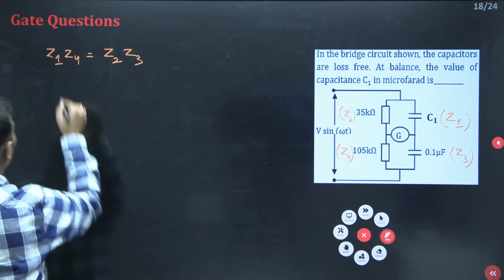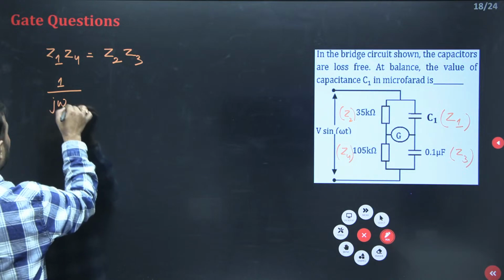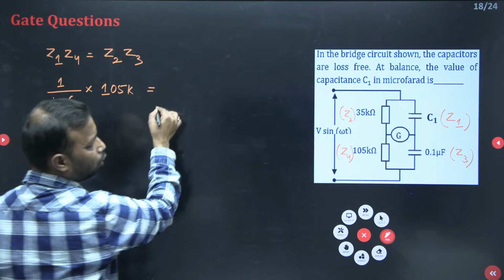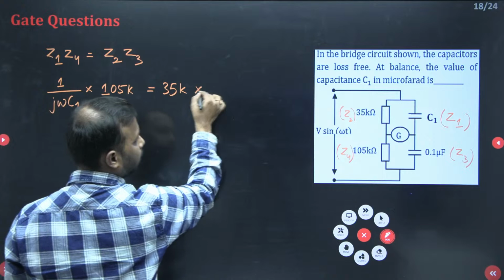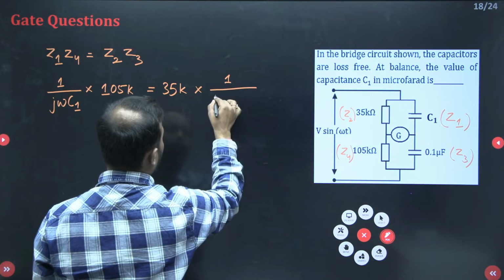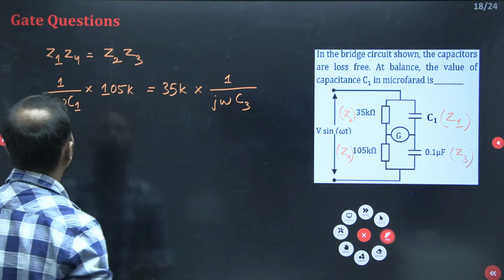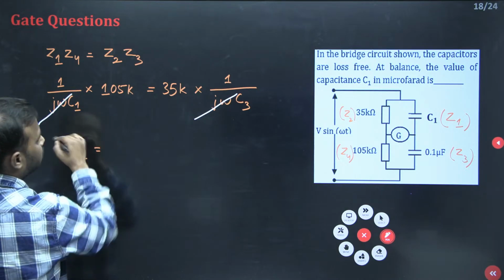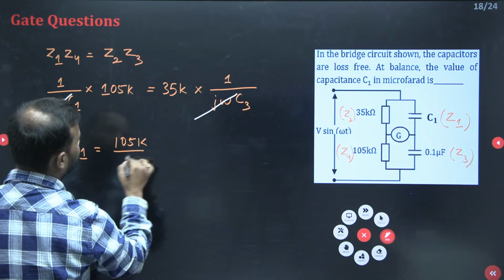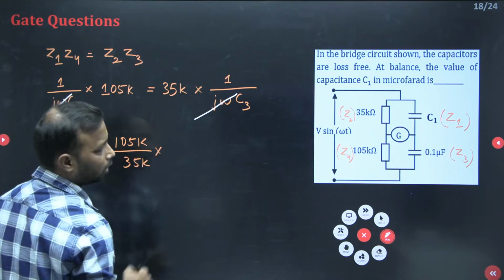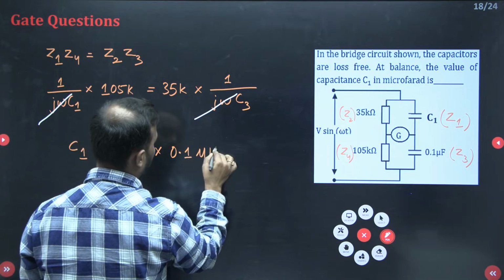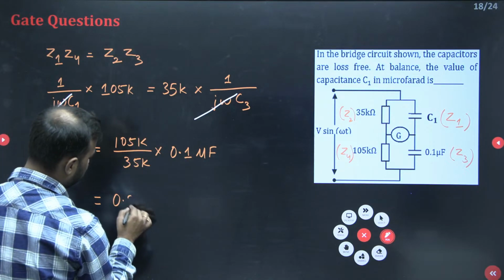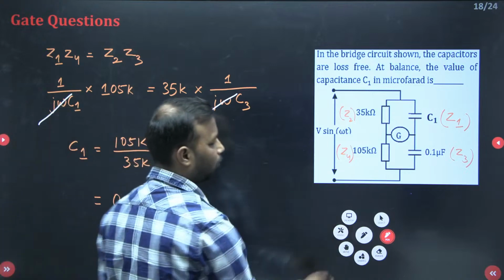What is Z1? Z1 is 1 upon j omega C1. Z4 is 105 kilo ohm. Z2 is 35 kilo ohm. Z3 is 1 upon j omega C3. Okay. So your j omega will be cancelled out. So what is C1? 105k divided by 35k into C3, which is 0.1 microfarad. I hope this is clear to you. So 3 times 0.1, which is 0.3 microfarad, which is the correct answer for this question.